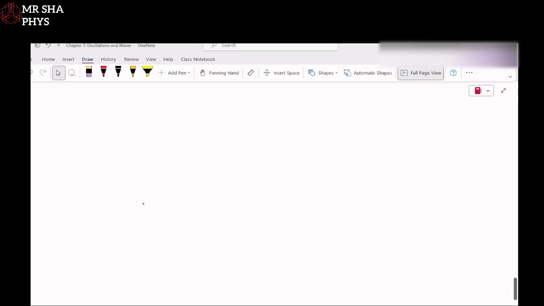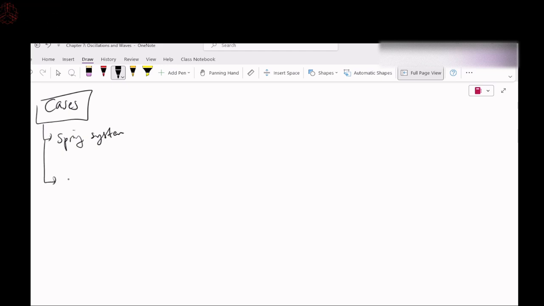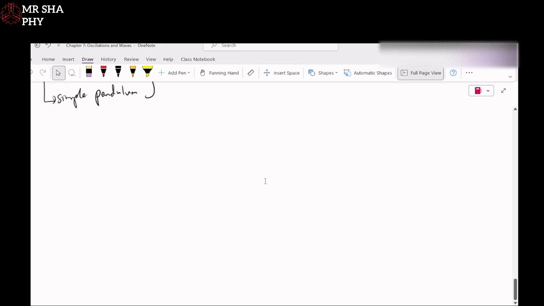Okay, so what I want to do now is look at cases. Two main cases I want to look at. The first one being a spring system, and the second one will be a simple pendulum. In both cases, we want to know how to calculate its period. By the end of the derivation or explanation, we want the period to be equal to something.